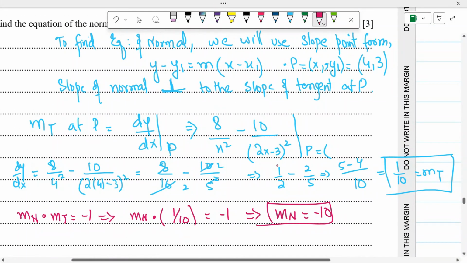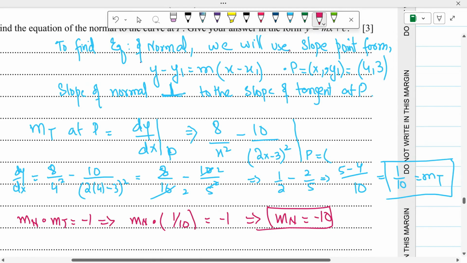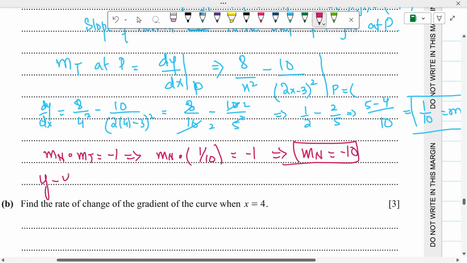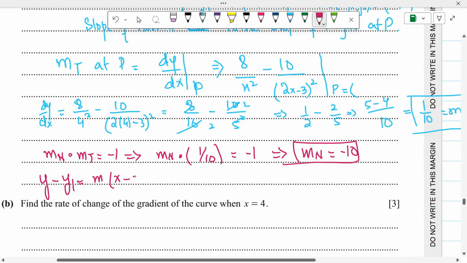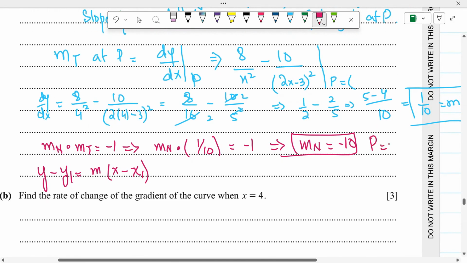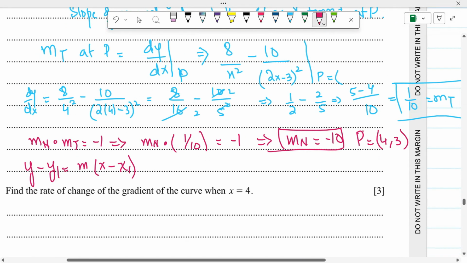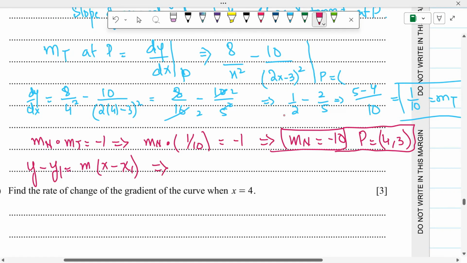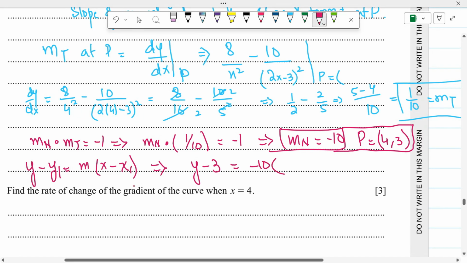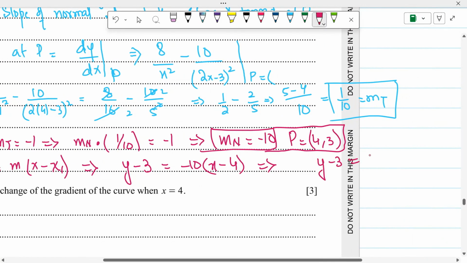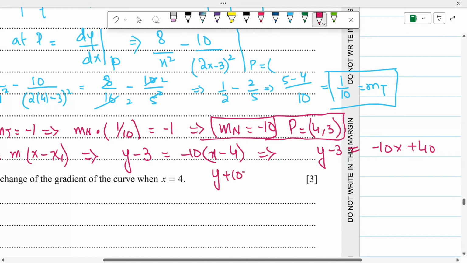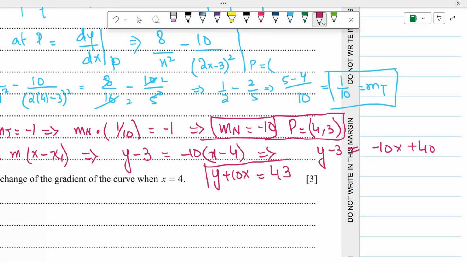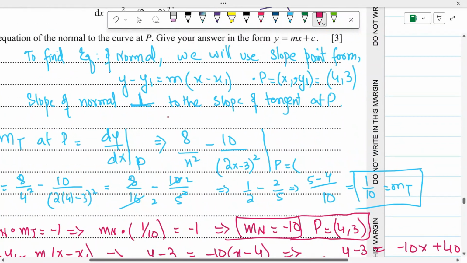Now we have the slope of the normal and we already have the point. Using the slope point form, y - y1 = m(x - x1), with the point (4, 3), we get y - 3 = -10(x - 4). Further solving, y - 3 = -10x + 40, so y + 10x = 43. This is the equation of the normal at point P.